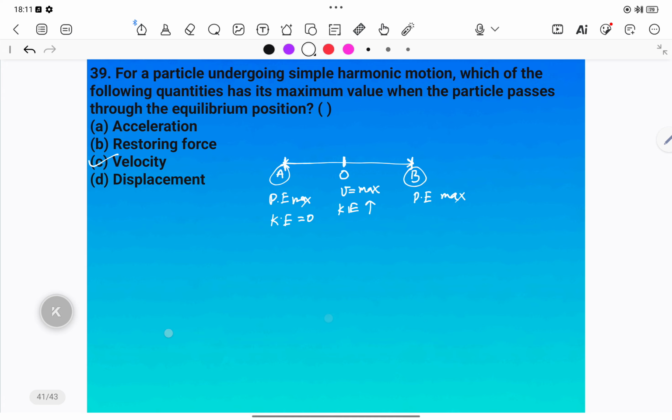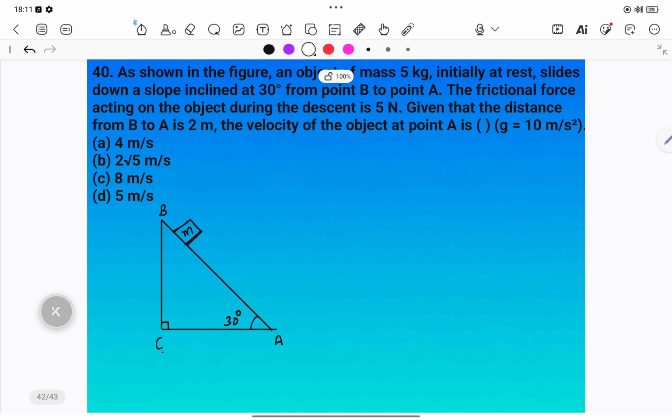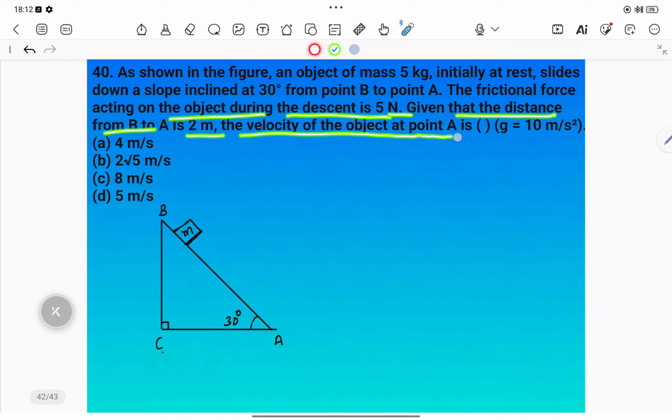Now move to our last question, that is question number 40, which says that as shown in a figure, an object of mass 5 kg initially at rest slides down a slope inclined at 30 degrees from B to A. The frictional force acting on the object during the descent is 5 Newton. Given that the distance from A to B is 2 meter, we have to calculate the velocity of the object at point A, and g is given as 10 meter per second square.